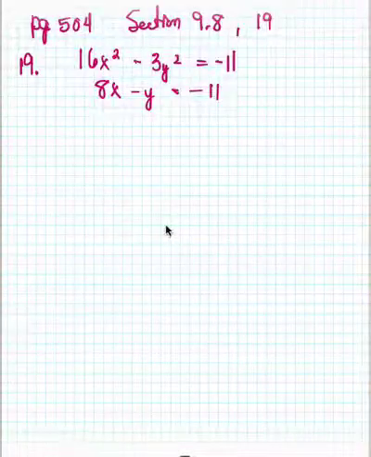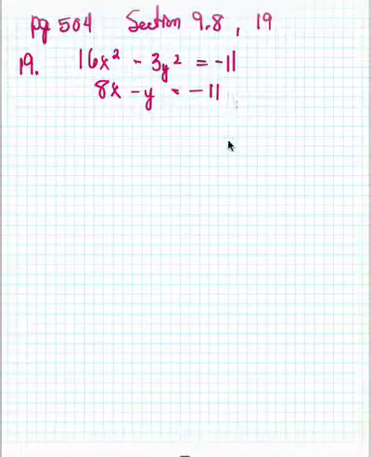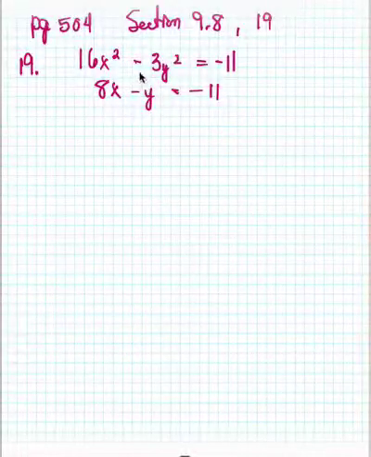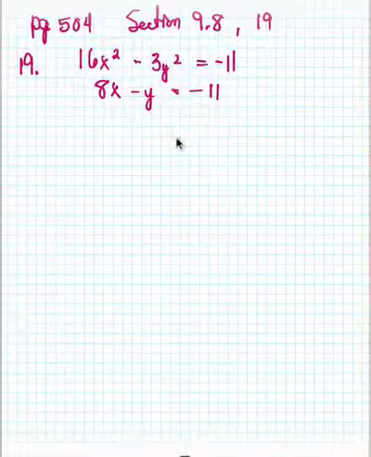Hi, here's section 9.8, problem number 19, page 504 in our book. And here we have a system of two quadratics. We want to find the points of intersection.